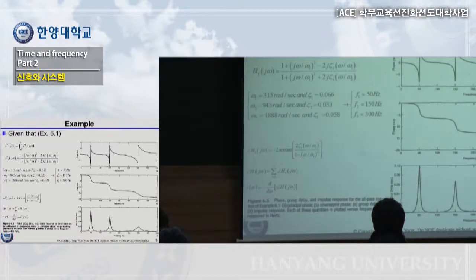So what's the meaning of this? Group delay means how much they are delayed. If group delay is 0, that means the input comes out as itself. There's no delay. Ideally, of course.